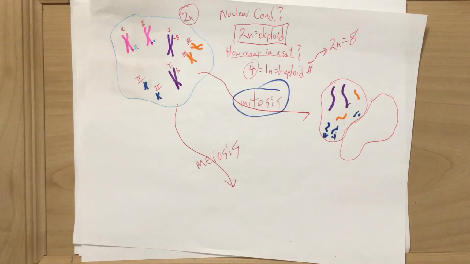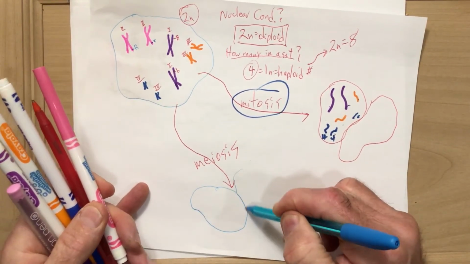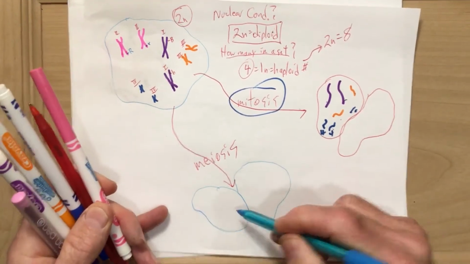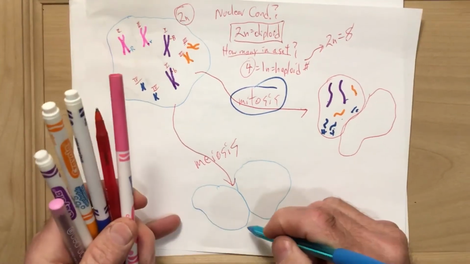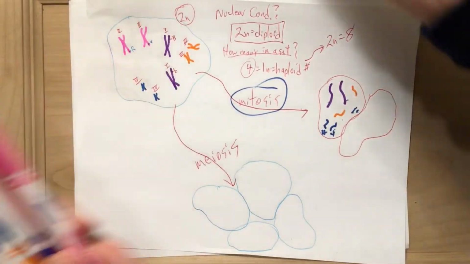All right. Let's say the same cell is going to undergo meiosis. So, as you know, during meiosis, there's two sets of divisions. First set divides diploid into haploid. Second set divides chromatids from each other.